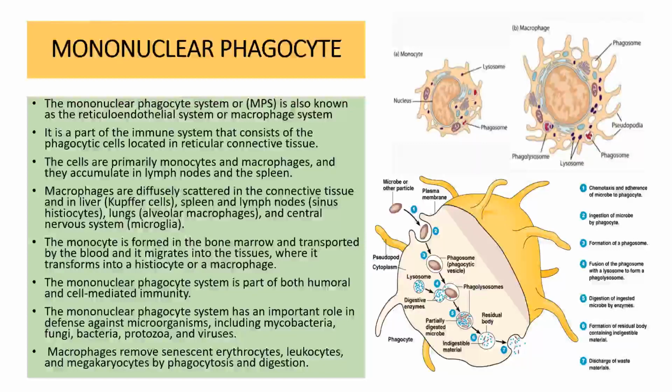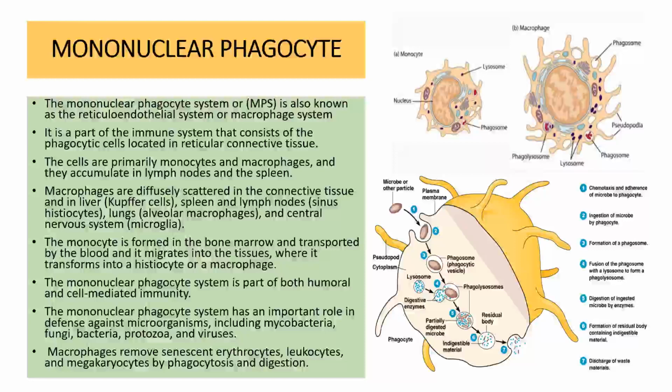In this diagram, you can see the structure of monocyte with bean-shaped nucleus, and the larger structure with a large number of pseudopodia, the macrophage. The macrophages are formed from the activated monocytes.